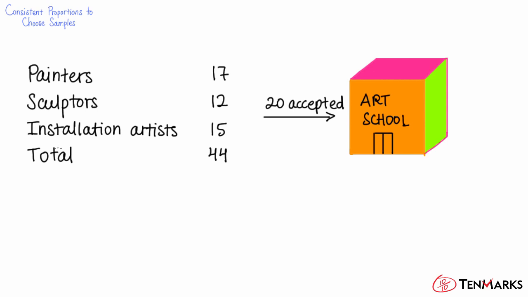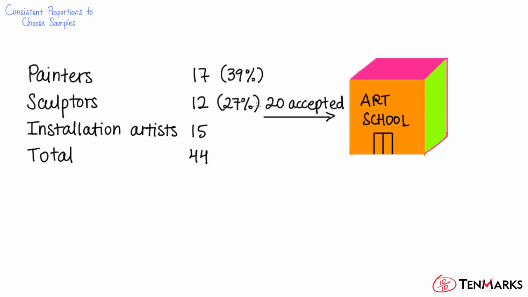Again, you would calculate the proportion of each type of artist and keep that consistent in the total number who get accepted. 17 divided by 44 is 39%, 12 divided by 44 is 27%, and 15 divided by 44 is 34%. So now if 20 are accepted, we can approximate how much of each type of artist should be accepted by multiplying each of these percentages times 20.